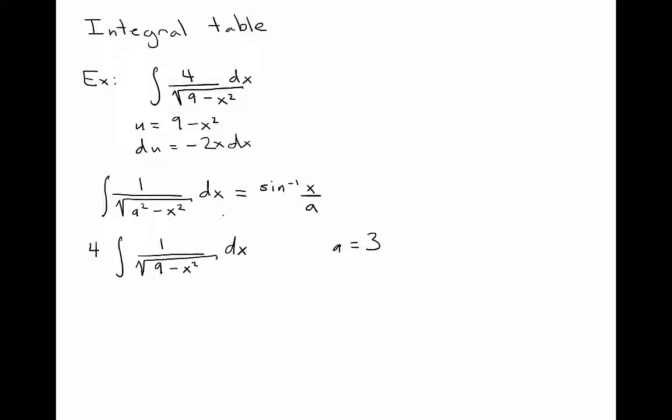So then we just need to use that. The integral of this is the inverse sine. So this gets you 4 times what the integral table tells you: inverse sine of x divided by a. Well, we figured out our a is 3. And we have to remember to add our plus c. Okay, let me know if that makes sense.